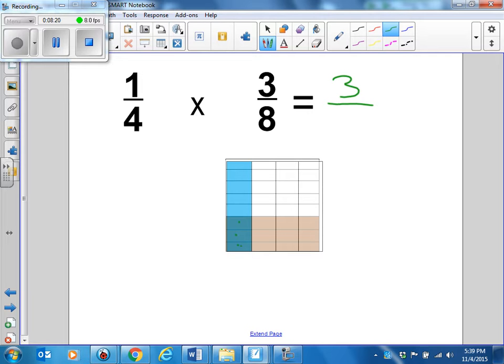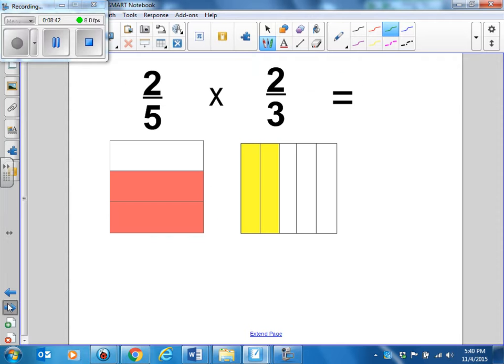And we can count them all. 1, 2, 3, 4, 5, 6, 7, 8, 9, 10, 11, 12, 13, 14, 15, 16, 17, 18, 19, 20, 21, 22, 23, 24, 25, 26, 27, 28, 29, 30, 31, 32. We have 32 boxes. Or we can multiply, okay, these 4 boxes times these 8 boxes. That gives me 32 boxes.